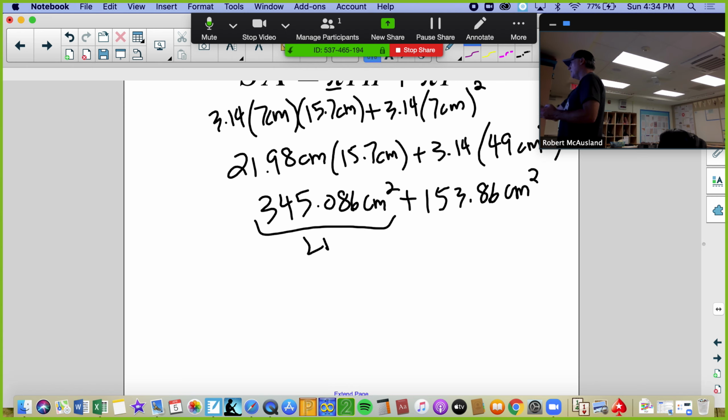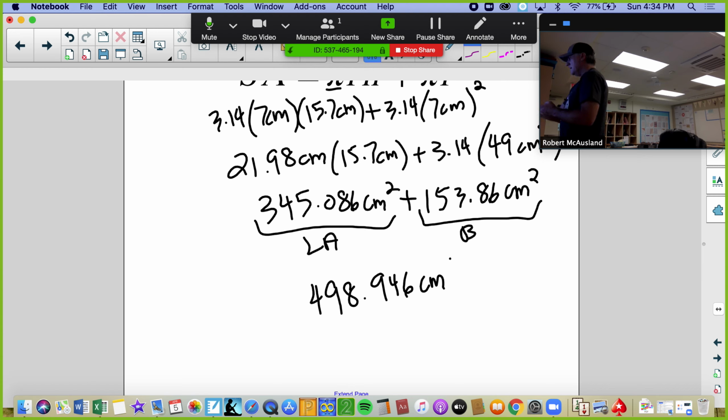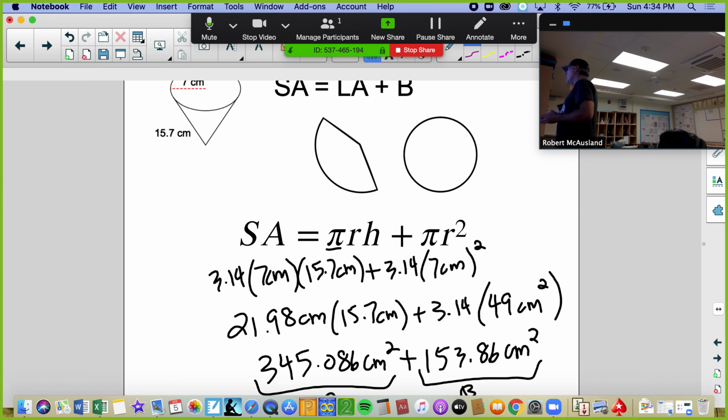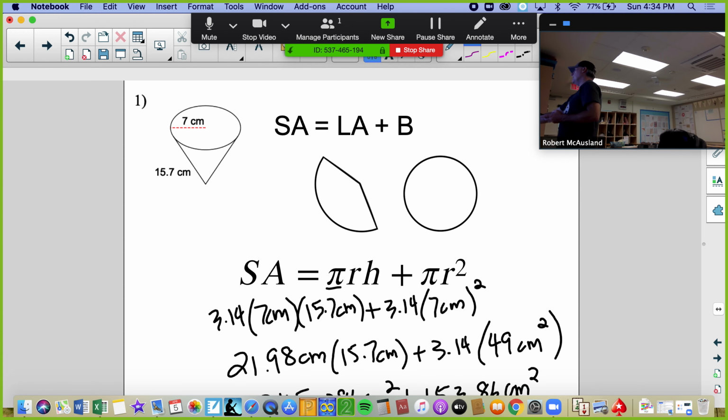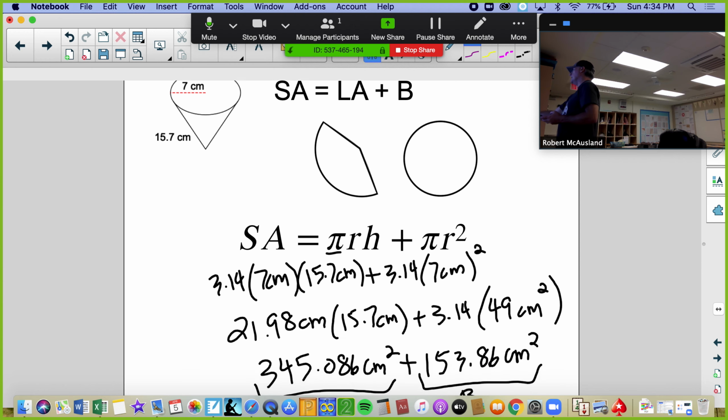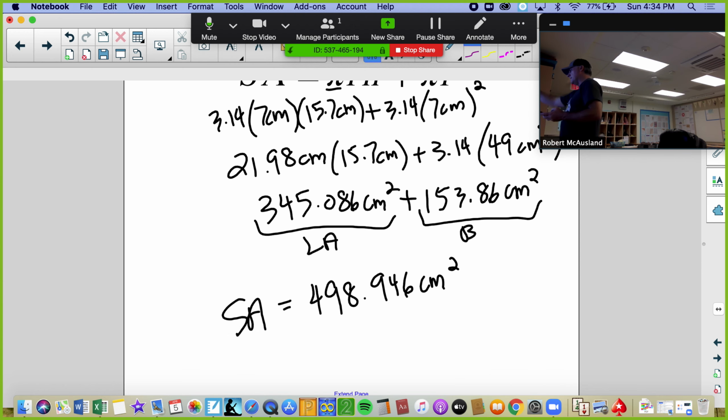This is the lateral area plus our single base area. If we add those together, we get 498.946 centimeters squared. That would be the surface area of that cone with a radius of 7 centimeters and a slant height of 15.7 centimeters.